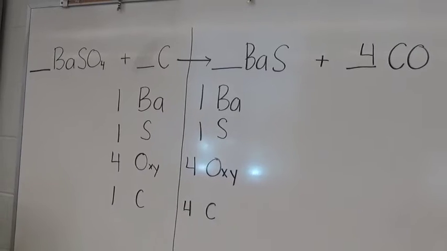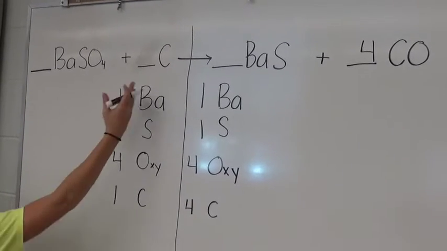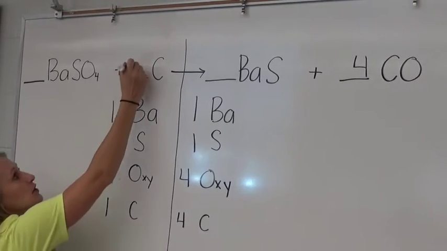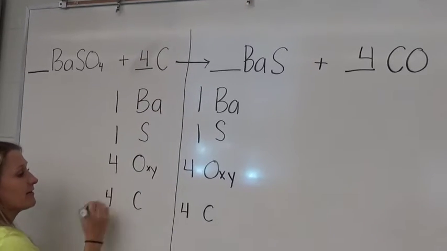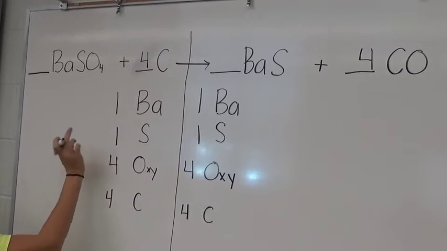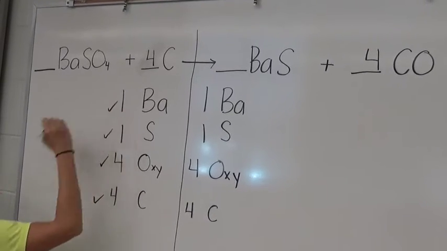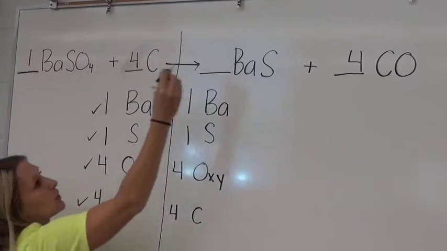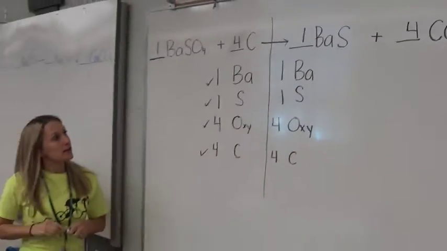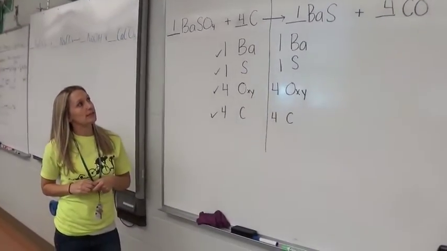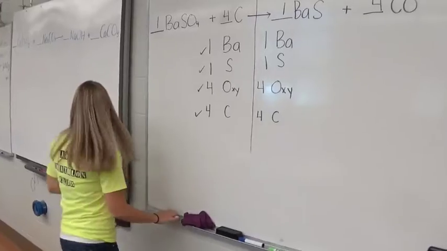So now my carbon's not right. But it's pretty simple on this side because carbon's sitting there all by himself. So if I put a 4 there, now I have 4 carbon. So I have 1 barium, 1 sulfur, 4 oxygen, 4 carbon. So this is a balanced chemical equation. And I can put 1s in here to show that I did balance those, but they don't have any coefficients needed. One last example for you guys.